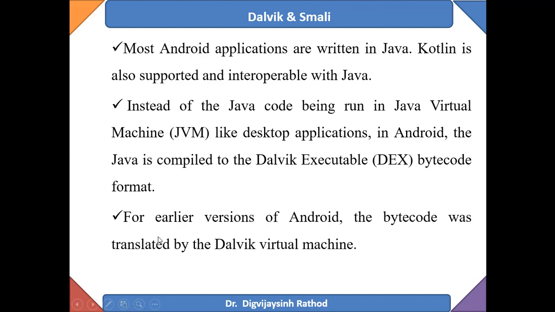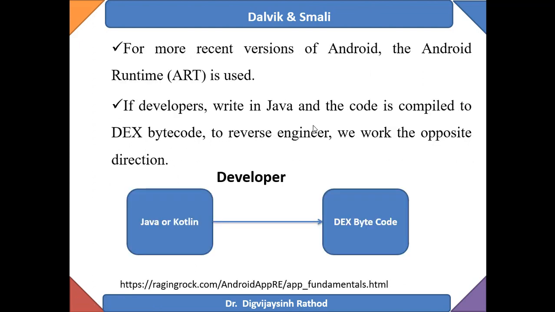For earlier versions of Android, if you see the older versions, the bytecode was translated by the Dalvik virtual machine. But now, in the newer versions of Android, this bytecode is converted by the Android runtime instead of the Dalvik virtual machine. So they came up with a more enhanced, improved version of the Dalvik virtual machine. The job of the Android runtime is to convert your bytecode into the Dalvik executable code, which is ready to execute on your Android processor.